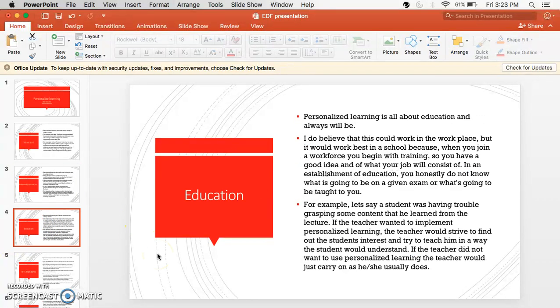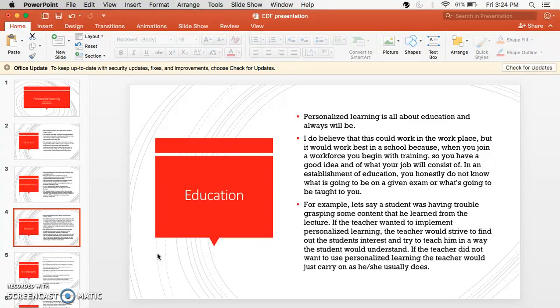So, education. Personalized learning is all about education, and it always will be. I do believe that this could work in the workplace, but it would work best in a school because when you join a workforce, you begin with training, so you have a good idea of what your job will consist of. In an establishment of education, you honestly do not know what is going to be on a given exam or what's going to be taught to you.